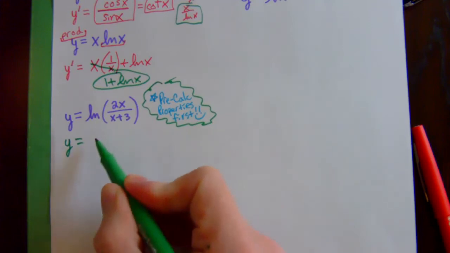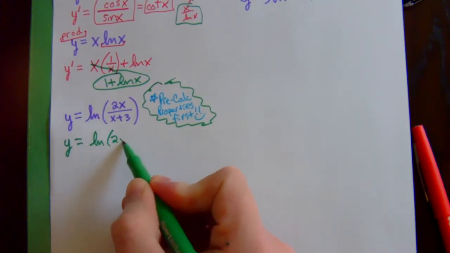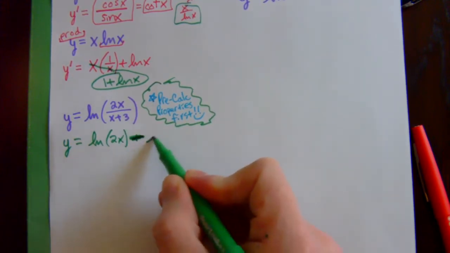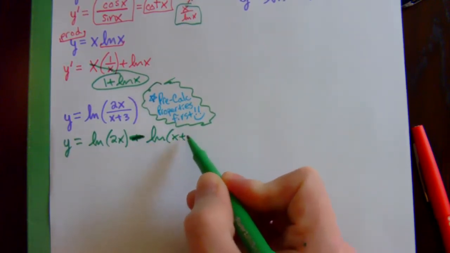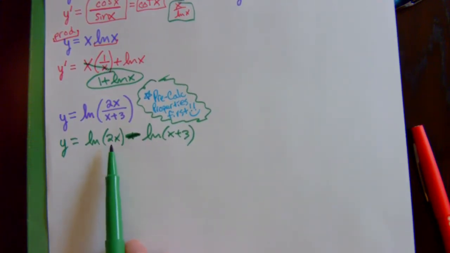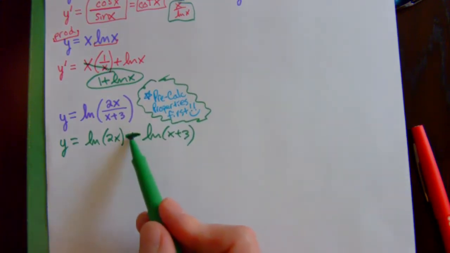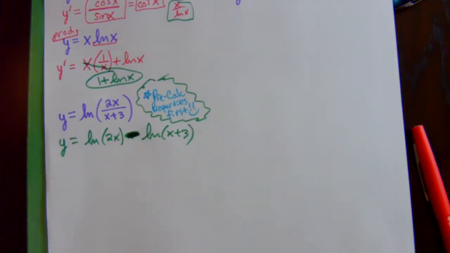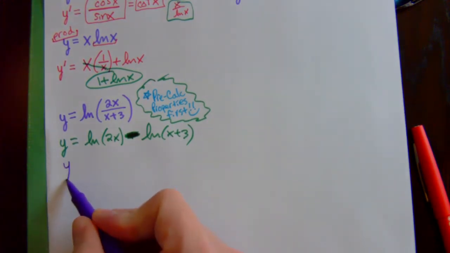So I'm going to rewrite this as the ln of 2x minus, that's a quotient right there, so we're going to go minus the ln of x plus 3. Now I can technically break this one up further, but once you get simple things in there without the fractions or the square roots involved, that's going to be really nice for us to work with, okay? So now I use my pre-calc properties first. Now I can just take the derivative of each piece.